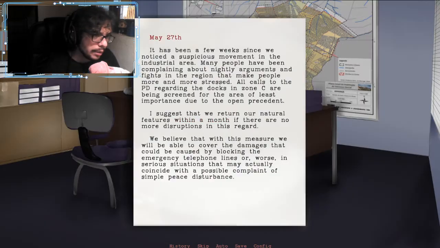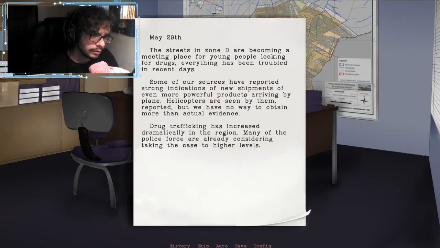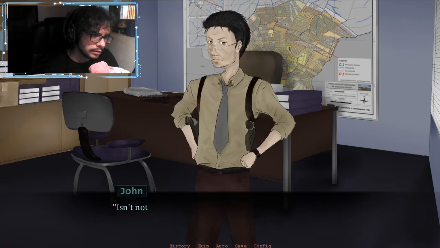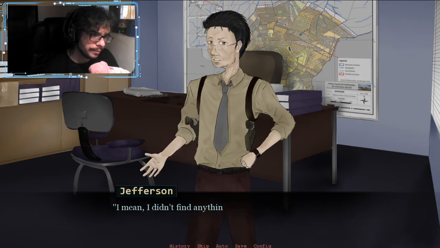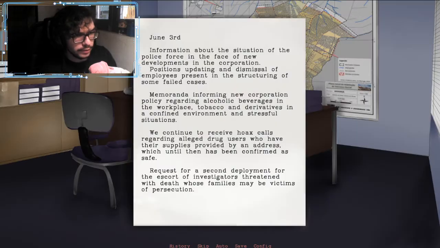Okay. May 21st, May 27th is stuff. Peace disturbance. Industrial area. Zone C. Whatever. Sharp object. 20th of May. Zone C. And Zone D. May 29th. Region. It's just the same thing. Okay, well, nothing different happens. I'm just gonna go back. Fuck it. All right, back in here.